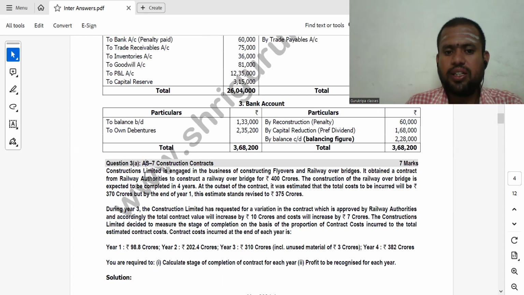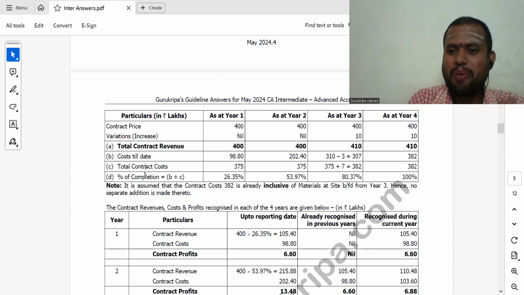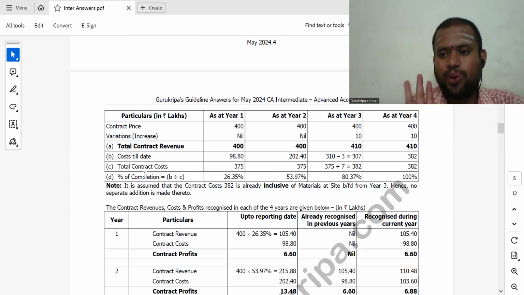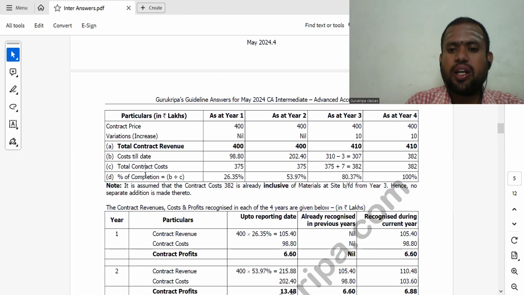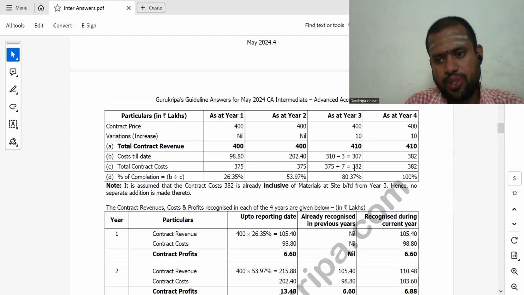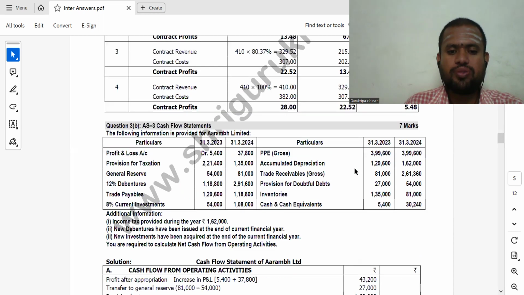AS 7 construction contract. In this, what is the special thing? Nothing, same. Only one thing. Year 1, 2, 3 is the original question. The fourth year is also included. That is the only new thing. So you can refer to this in the Paduka book. Here in year 3, variation is there in revenue and cost. So in variation, revenue 400 plus 10, 410, and cost 375 plus 7, 382. That's it. So with this, you have to compute the percentage of work completed.